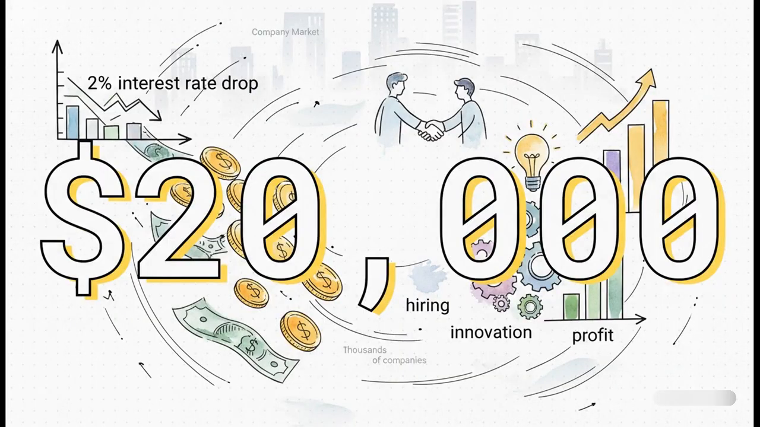So you're probably thinking, okay, but what does that actually mean for me or for anyone in the real world? Let's make it super concrete. Picture a business, right? They've got a $1 million loan. Now, if the interest rate drops by just 2%, that company saves $20,000 a year, just like that. That's 20 grand they can now pump into hiring new people, innovating, or hey, just boosting their profits. Now imagine that same effect, but multiplied across thousands and thousands of companies. See where this is going?